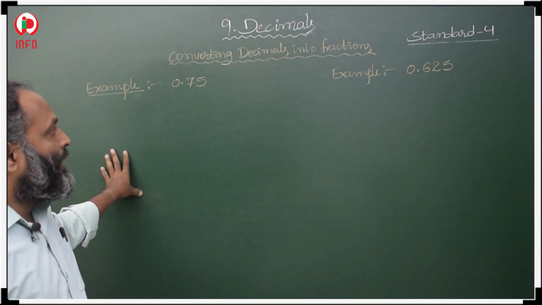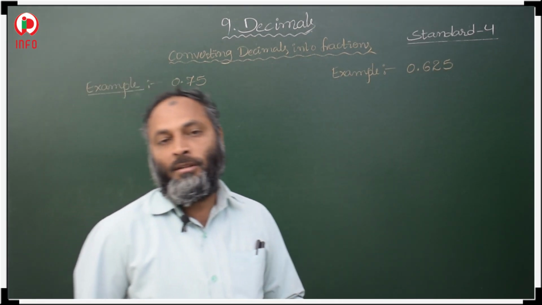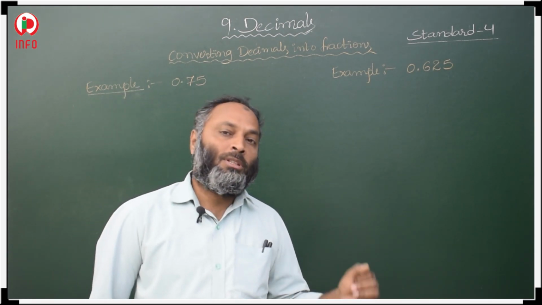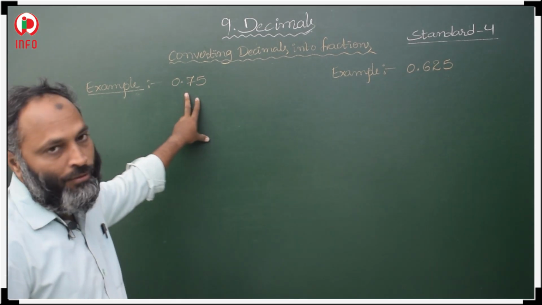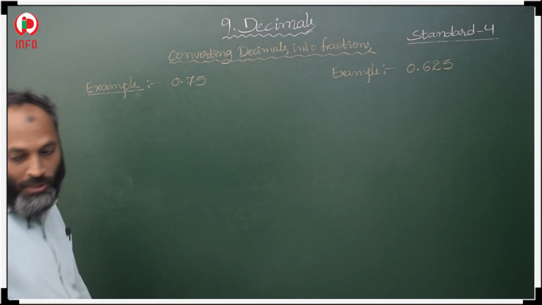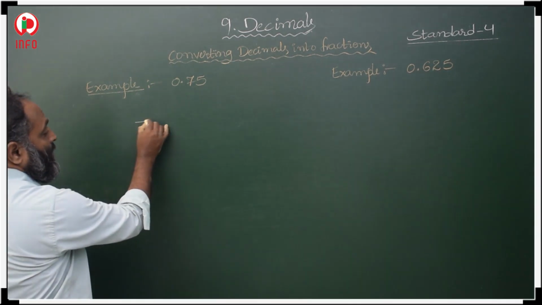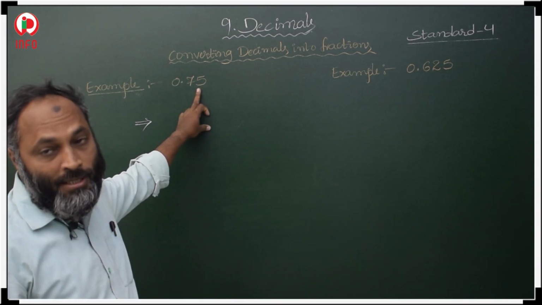Now, converting decimals into fractions. Before, we converted fractions into decimals. Now we are going to convert decimals into fractions. Here, 0.75. So how do we convert decimals into fractions? Here it is 75 hundredths.